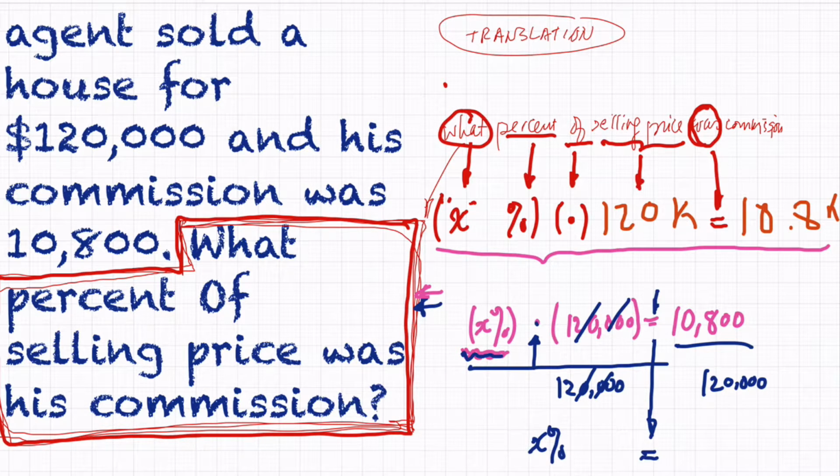And using your calculator, what do you have? 10,800 divided by 120,000. What do you have? When I punch it in, I get 0.09. 0.09, you mean with a decimal? Yes. Or 9%, right?